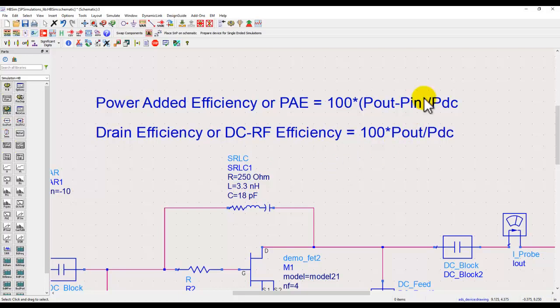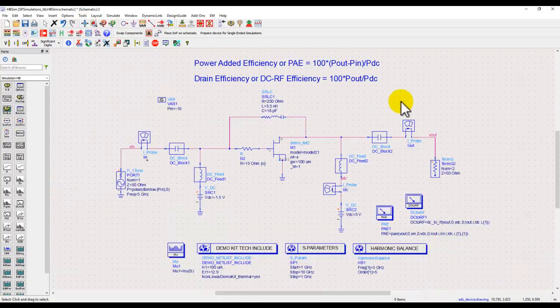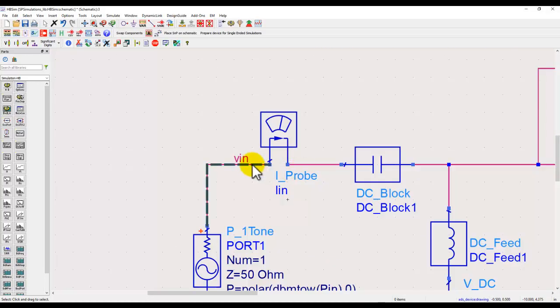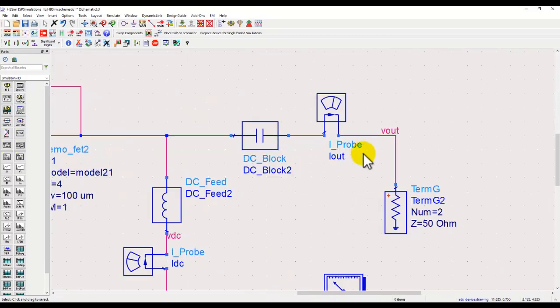The important thing to consider while using PAE in your circuit is that you need to compute power at three places. The way we compute power in ADS is by simply giving a voltage node name and putting a current probe. You can see I have at the input a voltage node wire label Vin, and I have connected a current probe and named it Iin. That would help us compute Pin. Similarly at the output, as you saw earlier, we have the Vout and the Iout. This will help us do the Pout calculation.